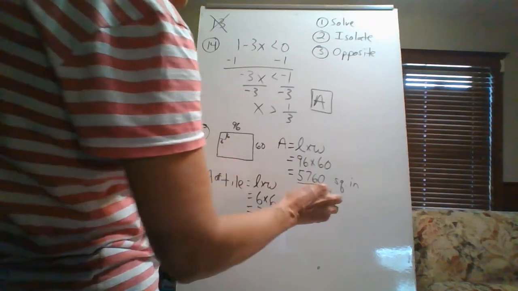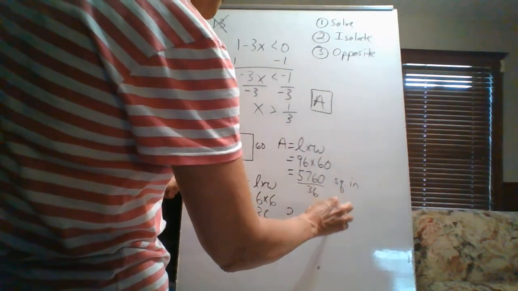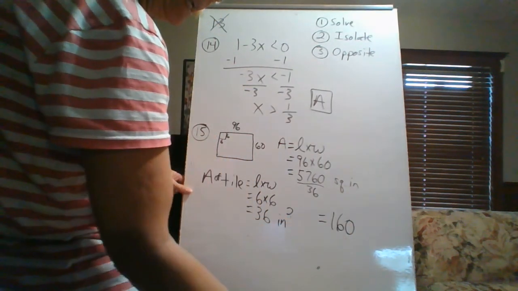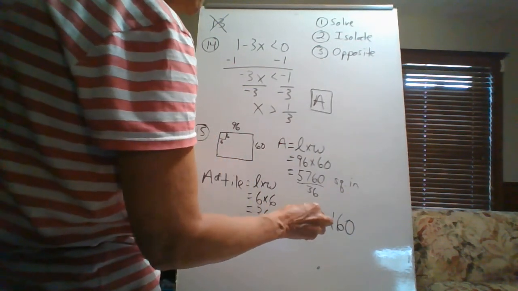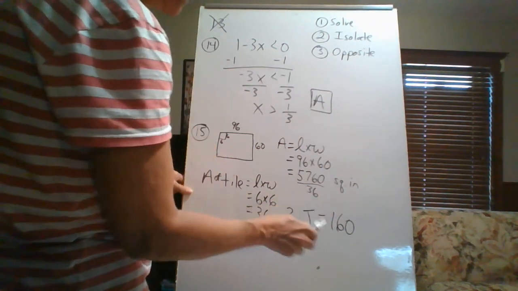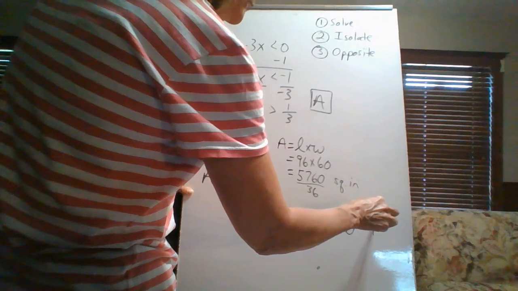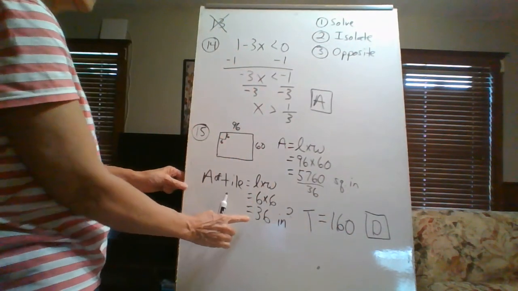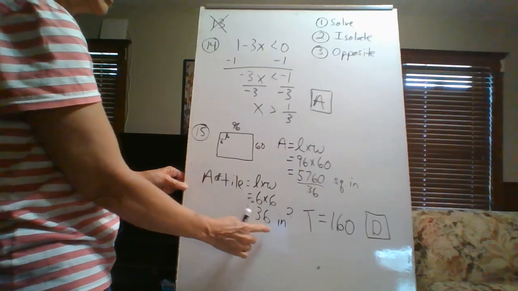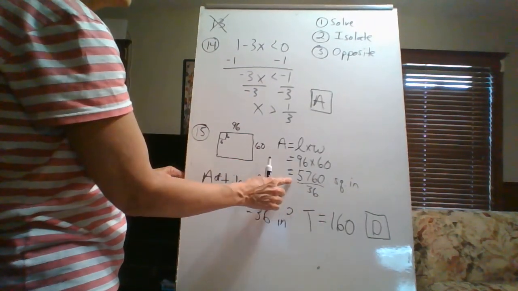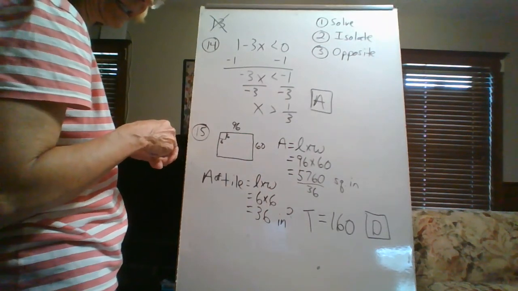160. So my final answer is how many of these tiles I would need. I'm going to put T here so we know what we're talking about. T for tiles. So I'm going to need 160 of these tiles because every tile takes up 36 square inches. So it's going to take 160 of them to cover 5,760 square inches.